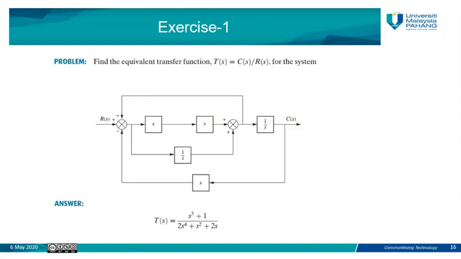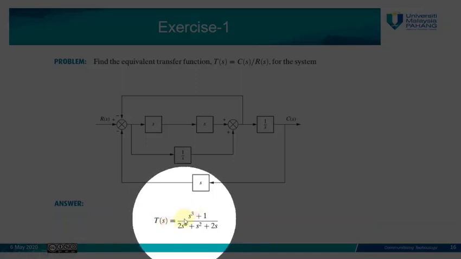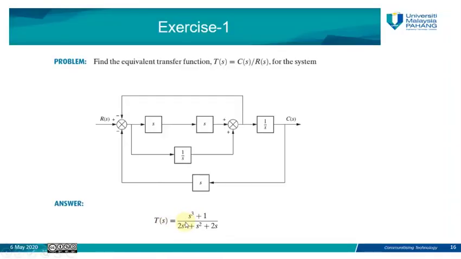Here there is one exercise. I need to find the equivalent transfer function for this complicated system, which consists of multiple blocks with transfer function values already defined here: s, 1 over s, and 1 over s, and the feedback is also s. You need to find the equivalent, or closed loop, transfer function of this system by using the reduction techniques. And here is the final answer for this exercise. I hope you try and practice to solve this exercise.